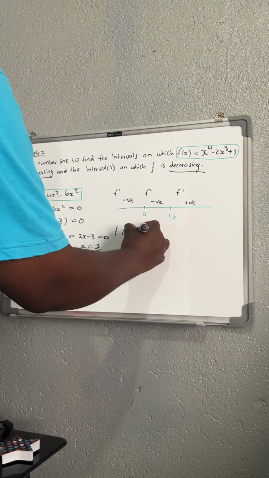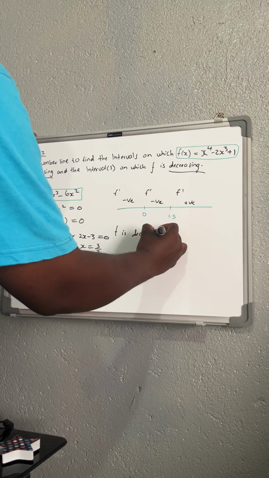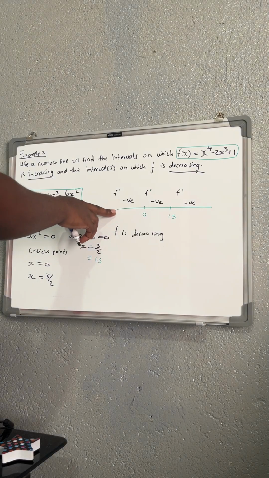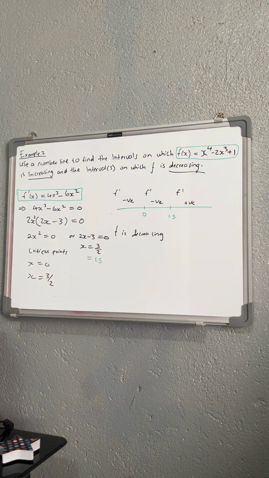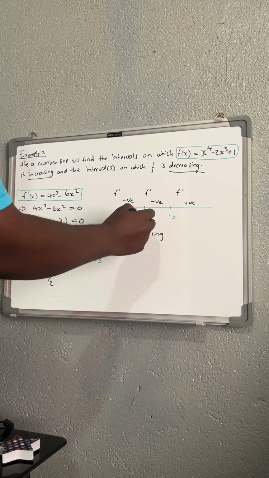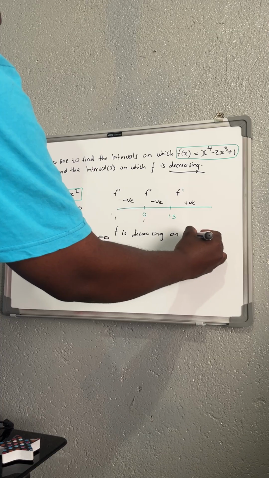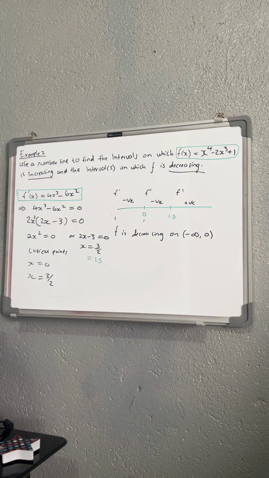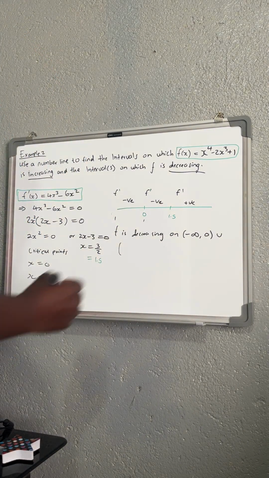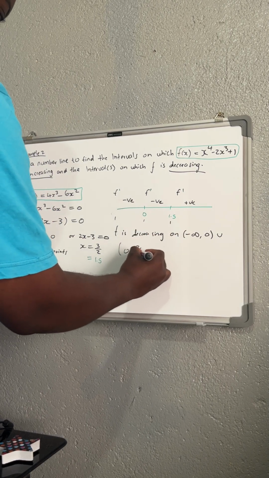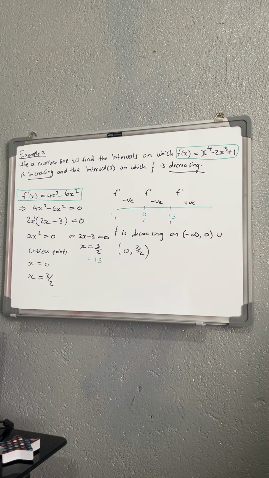So now you just have to write your f. Your f is decreasing on, you check between -infinity to 0. We're starting in this portion. It's decreasing on -infinity to 0. Then now we can say "and" with a u. We will say in between this, the range 0 to 3/2, which is the same as 1.5.